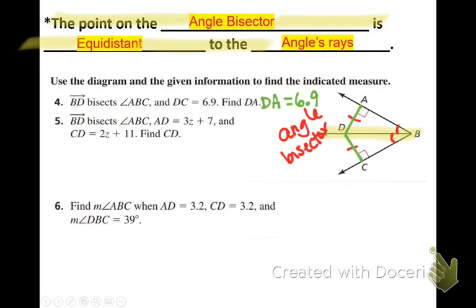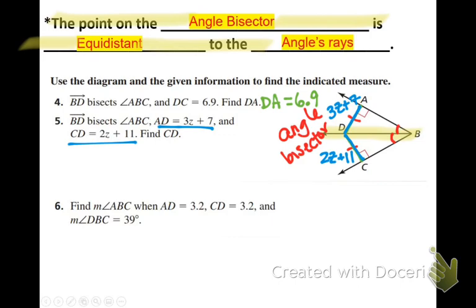Move on to number 2. Still says BD bisects ABC. Let's see what it says. AD is 3z plus 7. So AD is 3z plus 7. And then CD is 2z plus 11.